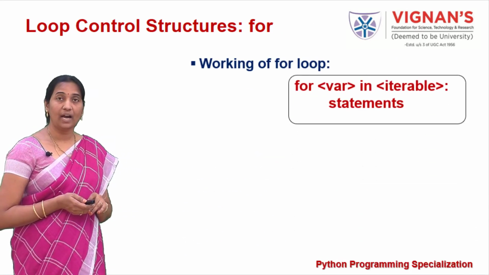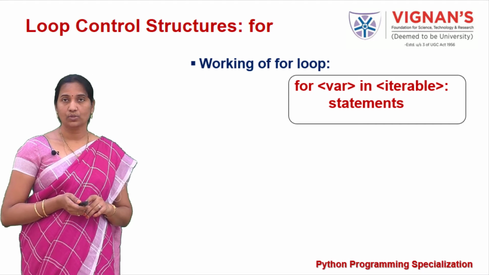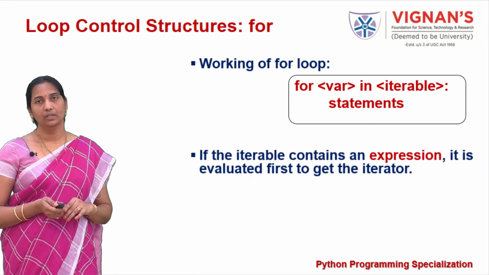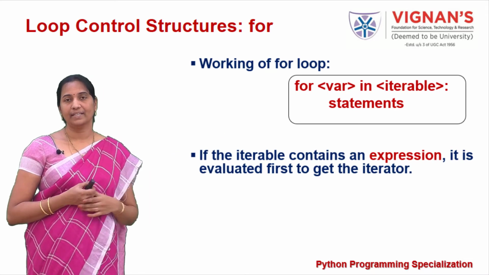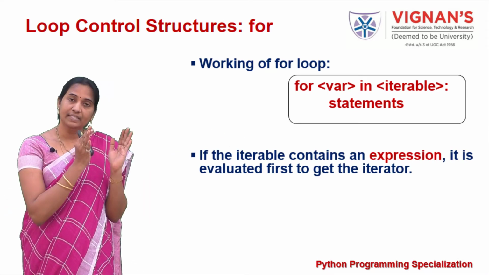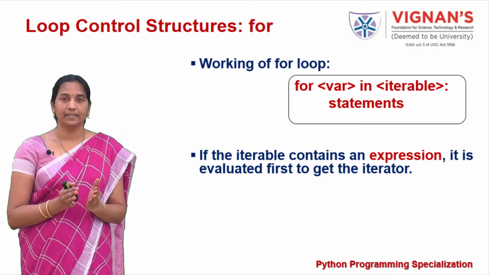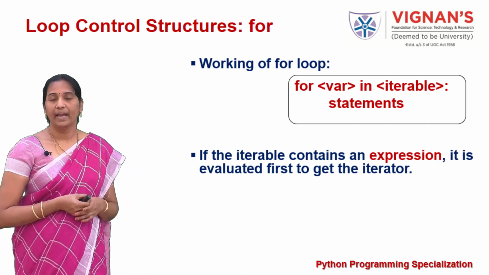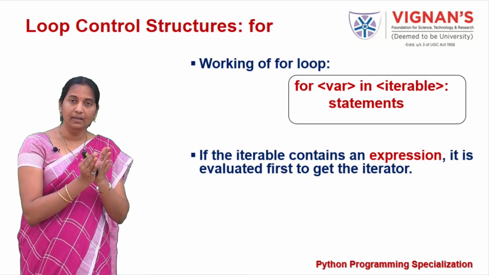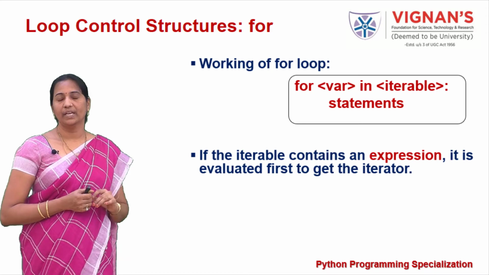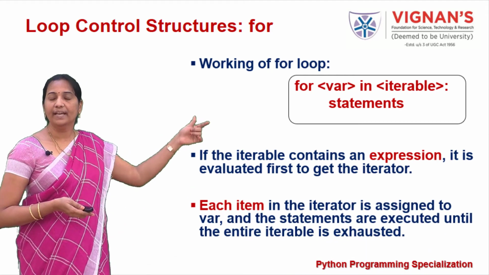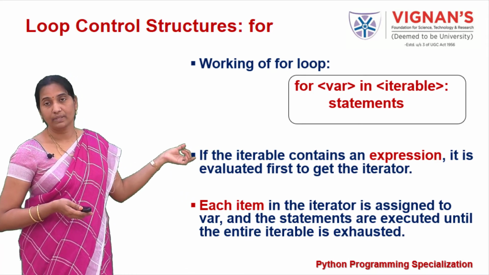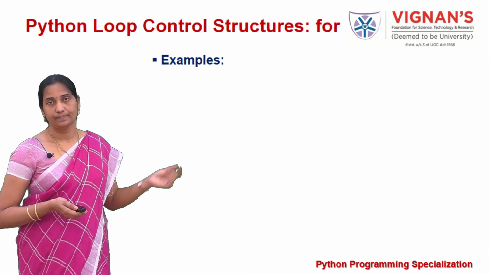So let's see how a for loop works. This is the general form of the for loop. What happens here is, first, if the iterable contains any expression, that expression is evaluated, which results in an iterable, and with that iterable the loop is executed by getting one of the values into the variable. So for every element in the iterable the statements would be executed.